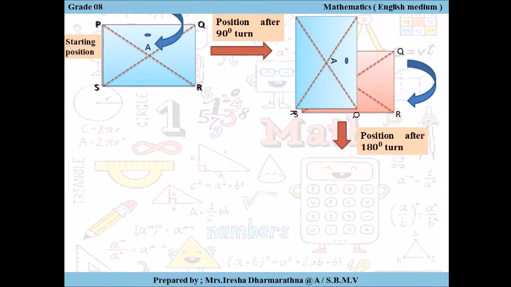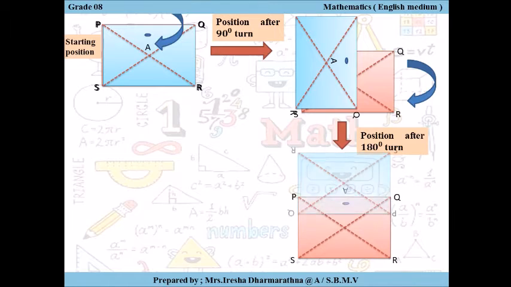The position after 180 degree turn, now you can see. When you are doing this activity, check how many times the rectangle cut by transparent sheet coincides with the original position. When we rotate this, we can rotate in clockwise or anti-clockwise.